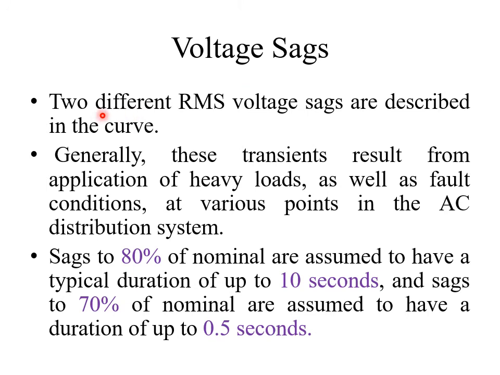Voltage sag. Two different RMS voltage sags are described in the curve. Okay, the first one will be the sag to 80 percentage, and the duration can be up to 10 seconds. So the component or device will be working efficiently. And in case when the sag is 70 percentage, then the duration should be reduced. It should be 0.5 seconds. Okay, so there are two types of sags which are acceptable as per ITIC curve.